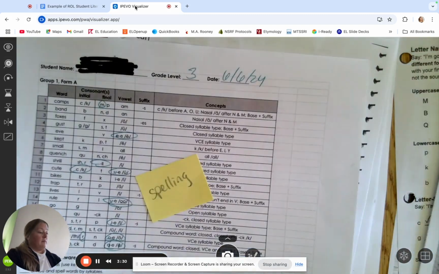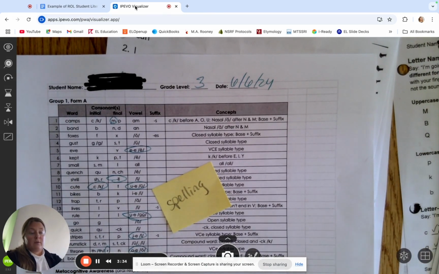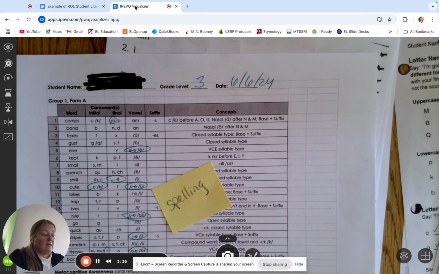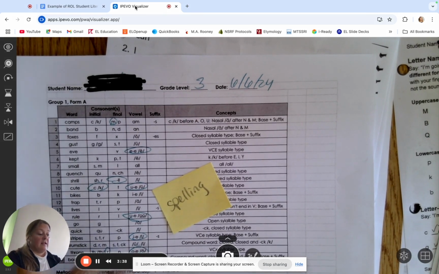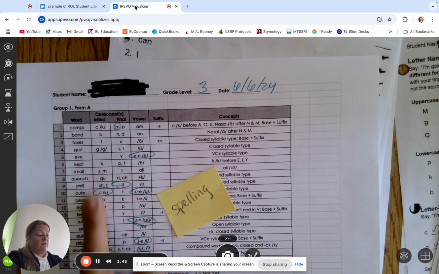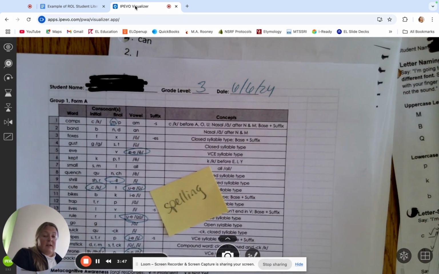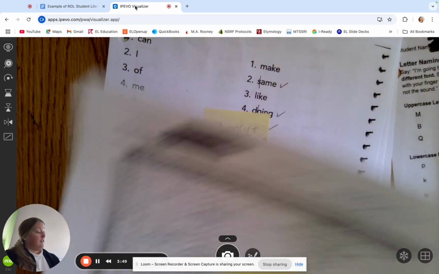Because I ended up pulling the assessment that looked at their ability to read words with closed and vowel consonant E, I pulled the same assessment, group one, for spelling. I wanted to see how they could do with spelling for this kiddo.